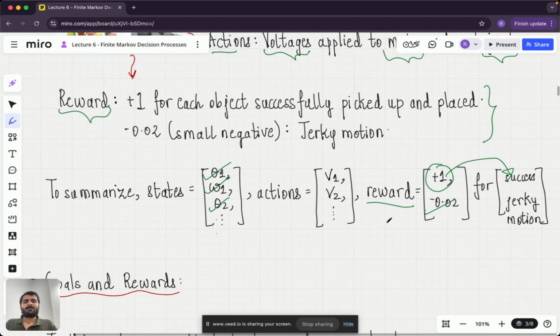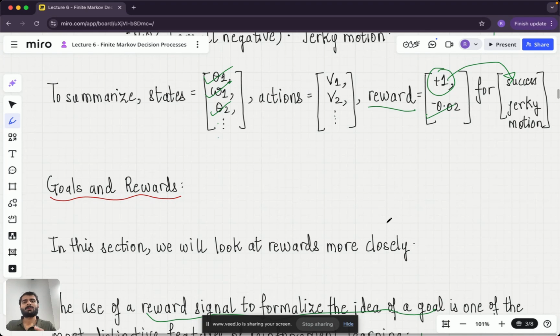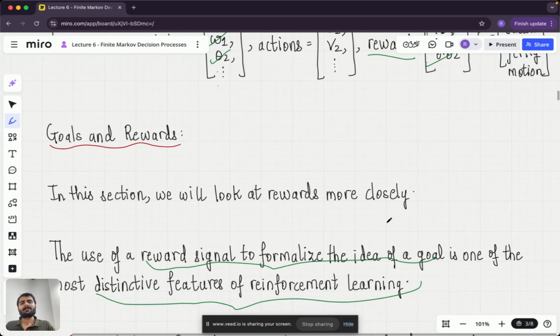Okay, so now let us move to the next section, which is the section on goals and rewards. So far, we have been talking about rewards, right? But we haven't really looked at rewards more closely. All we have seen is that the agent is given a reward to maximize. That's it. And then it learns a policy so that it maximizes the reward in the long run. And the use of a reward signal to formalize the idea of a goal is one of the most distinctive features of reinforcement learning.